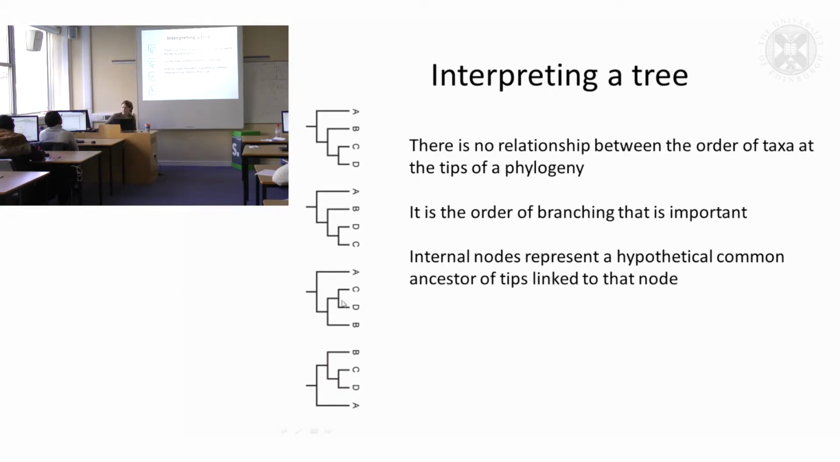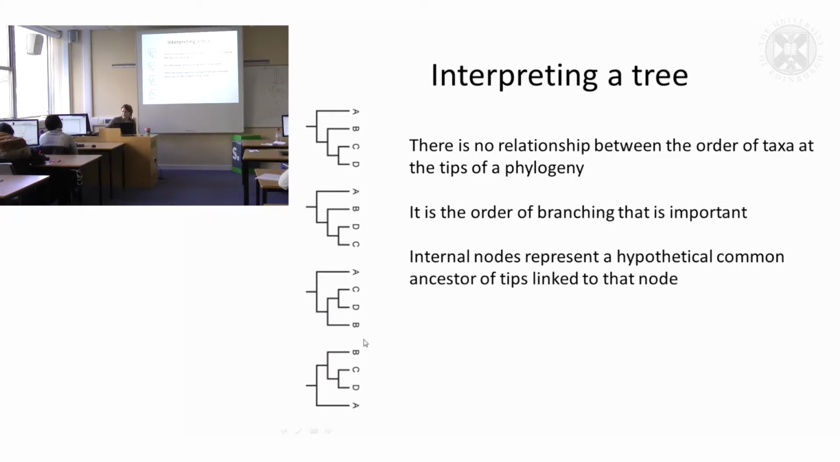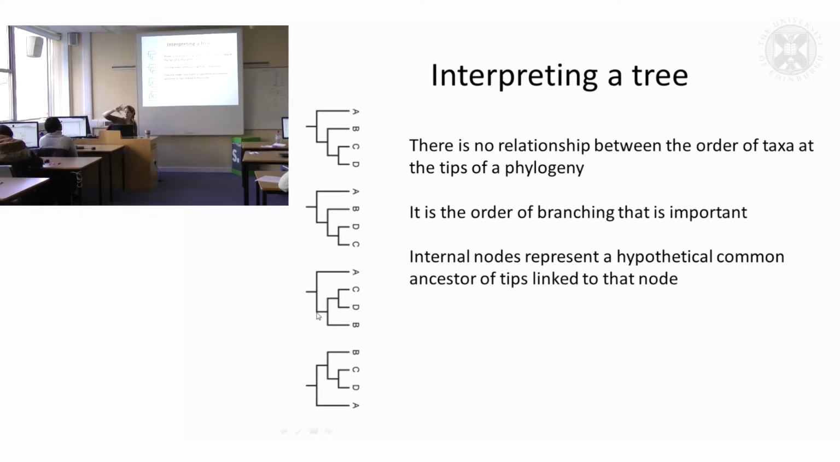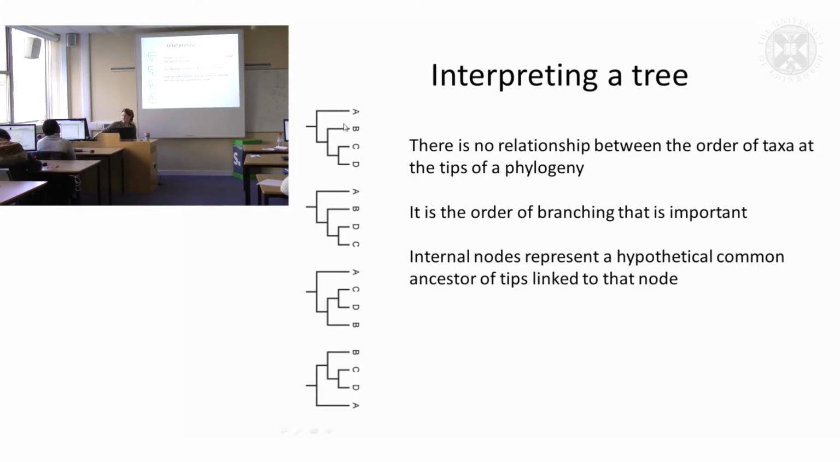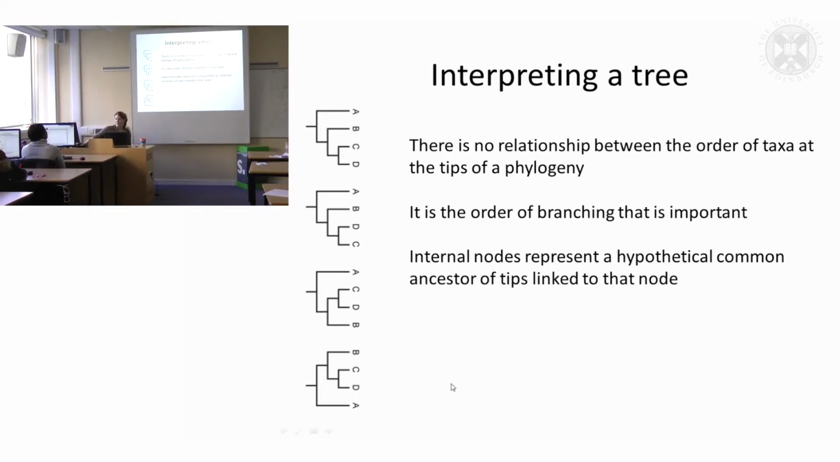Because it's to do with the nodes, what connects the nodes, and the branches, so the order of the branching rather than the order of the tips. Because you're just flipping things around to look at them in a different way. But as I say, these are absolutely identical trees. And that's quite an important thing for when you interpret phylogenetic trees.